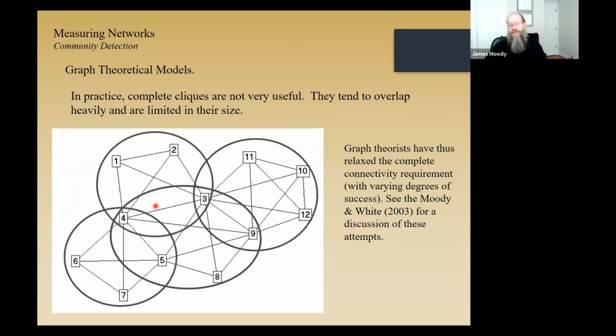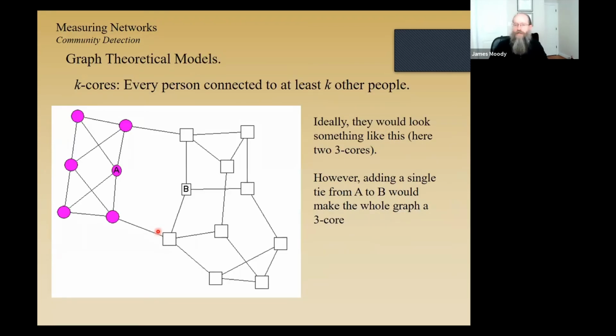I've circled all the cliques here. Nodes 6, 7, 5, and 4 are in a clique, but 5 and 4 share a clique with nodes 1, 2, sorry, 3, 9, and 8. The heavily overlapping nature of cliques makes them fairly difficult to use in practice.